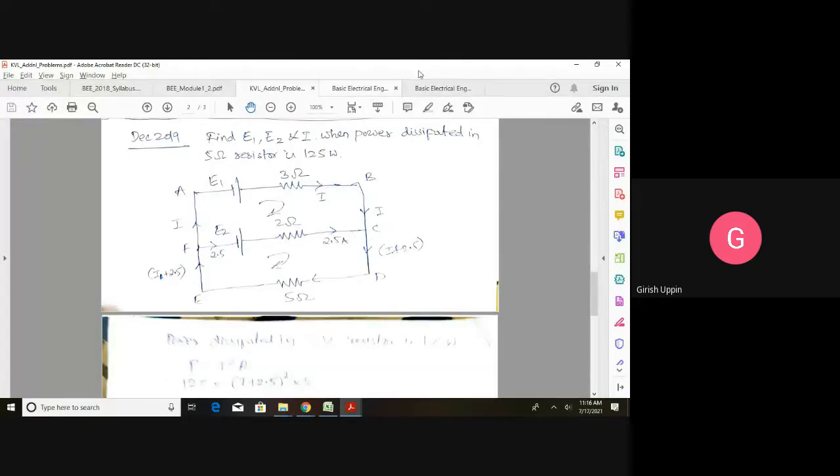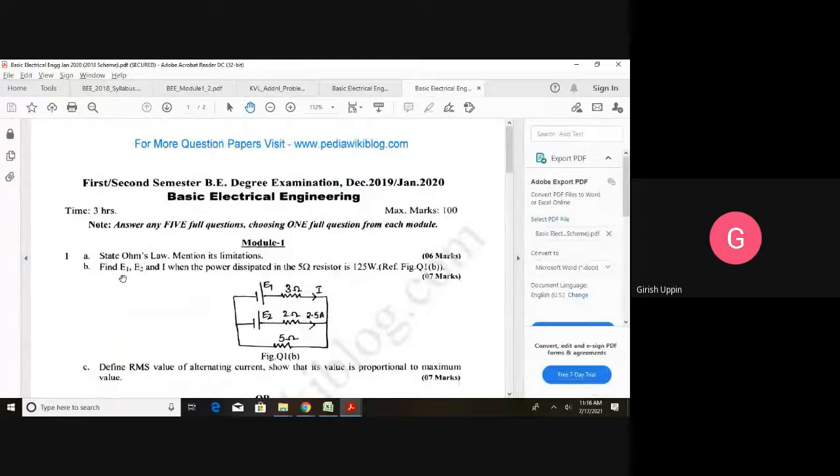Read the problem. Find E1, E2 when the power dissipated... We have to find E1, E2, and I. I is the current when power dissipated in the 5 ohm resistor is 125 watt. They have given how much power is dissipated here in the 5 ohm, and how much current is flowing here. You can see this is I, and this is 2.5. If you apply KCL, what would be the current here? This is the outgoing current, that would be equal to I plus 2.5.